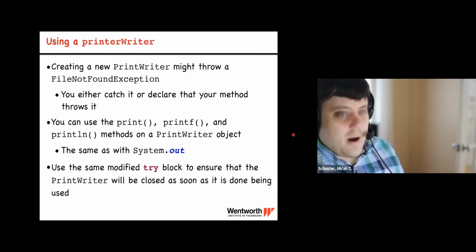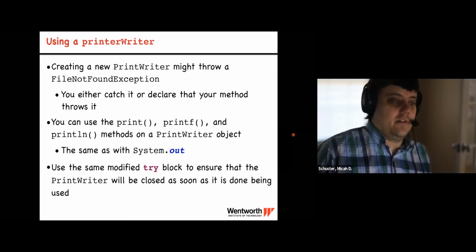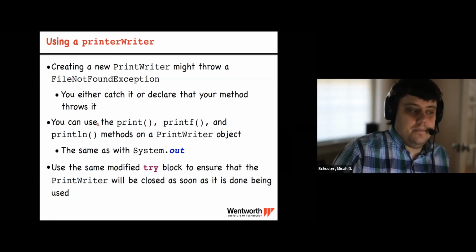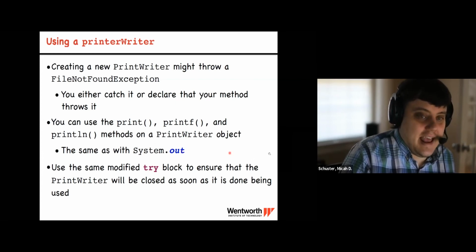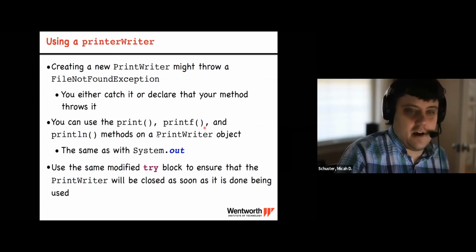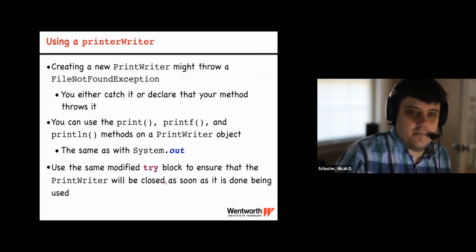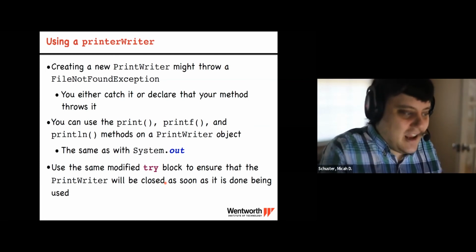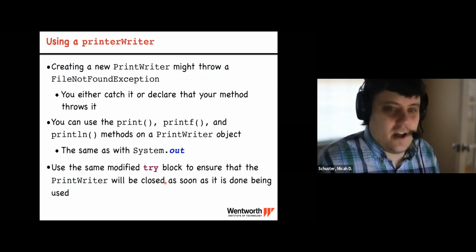The beautiful thing about PrintWriter is that you've already done the exact same stuff that PrintWriter needs. You've already done this before. You just use print, printf, and println. That's it. So we're essentially replacing System.out with the name of our PrintWriter, the fout, or whatever you want to name it. So you'd say fout.print, fout.printf, println. And again, like I said, use the same modified try block. So you've already done this sort of stuff before. We're just changing it from System.out to our PrintWriter object. And then you can do all the same stuff that you've already learned.